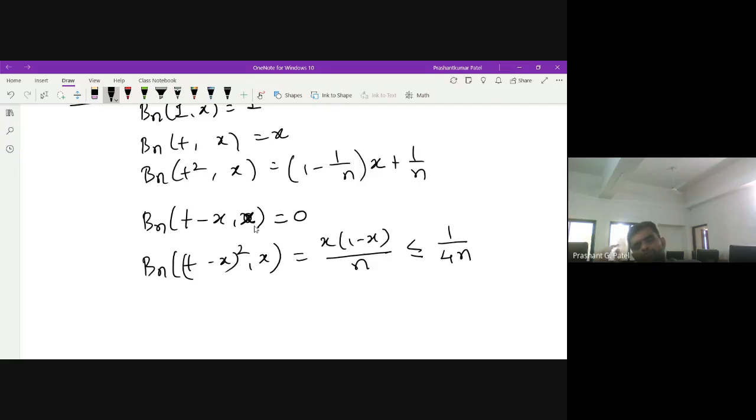Okay, so this is the quantity which we have obtained in this lecture. We will use this to prove the Weierstrass approximation theorem in the next lecture.